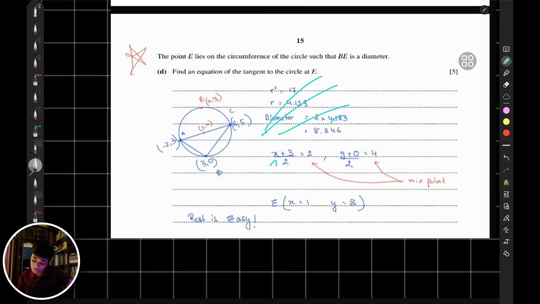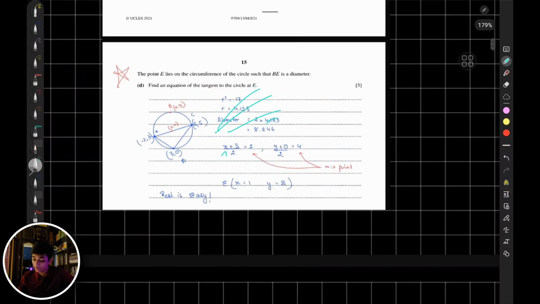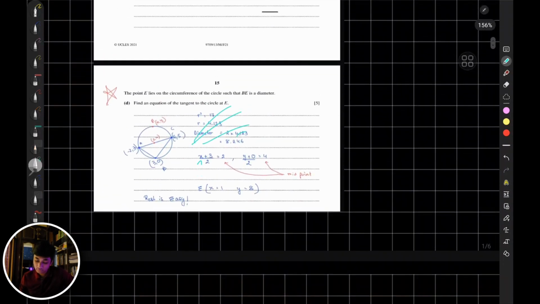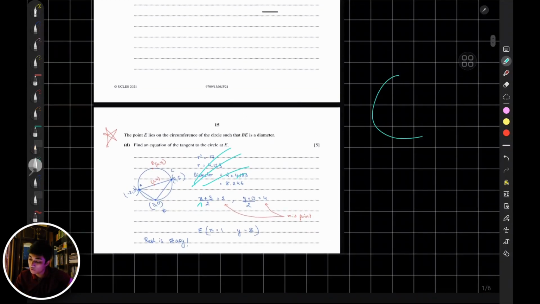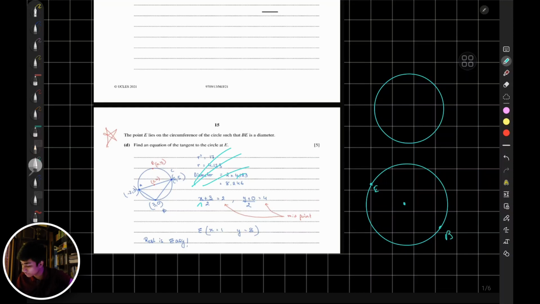So if you know the coordinates of E, what else do you need to find out? The equation of the tangent. Okay, how do you do that? So basically, if I draw a few circles over here, I'll give you two examples. Let's say E is over here, B is over here. Again, this is the center, D, and E is over here, and B is over here.